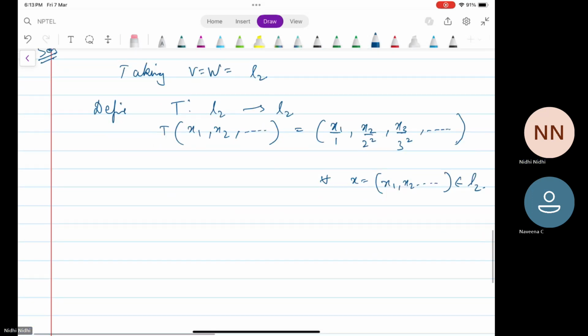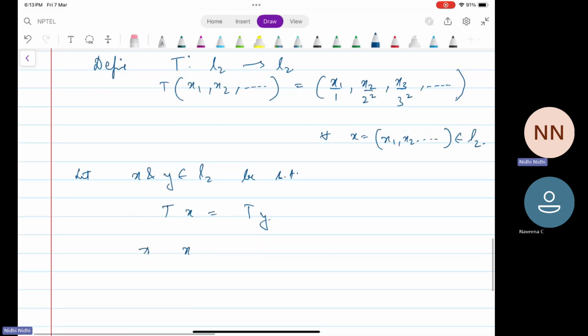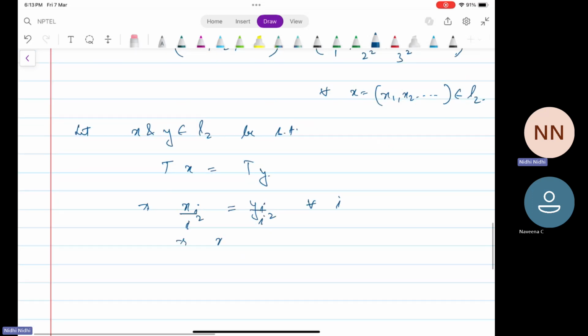Firstly, let x and y in l2 be such that Tx equals Ty. This directly implies that xi by i squared is equal to yi by i squared for every i, which implies clearly xi equals yi for every i. Therefore, T is injective.